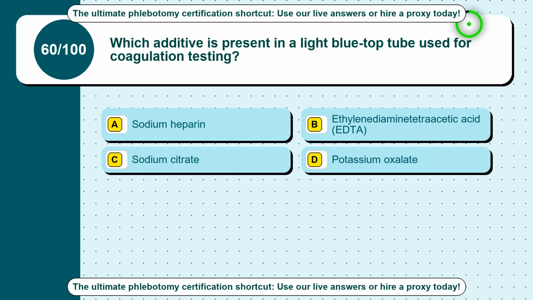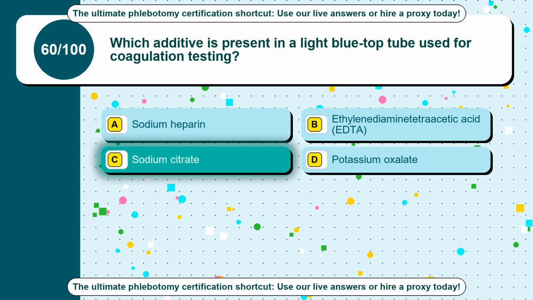Question 60. Which additive is present in a light blue top tube used for coagulation testing? Option A, sodium heparin. Option B, ethylenediamine tetraacetic acid, EDTA. Option C, sodium citrate. Option D, potassium oxalate. The correct answer is option C, sodium citrate.